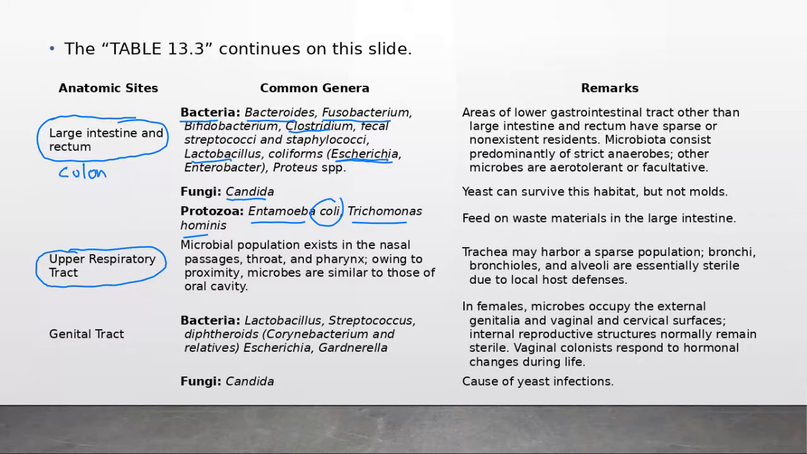Because the lower respiratory tract, like the lungs, has to be sterile. So for the upper respiratory tract, there are some bacteria that also live in this area. And then for the genital tract, the bacteria that live in this area are mostly Lactobacillus, Staphylococcus, and then for the fungi mostly Candida.